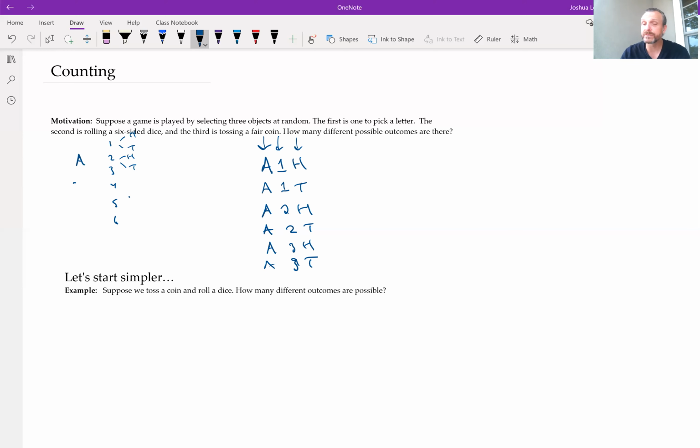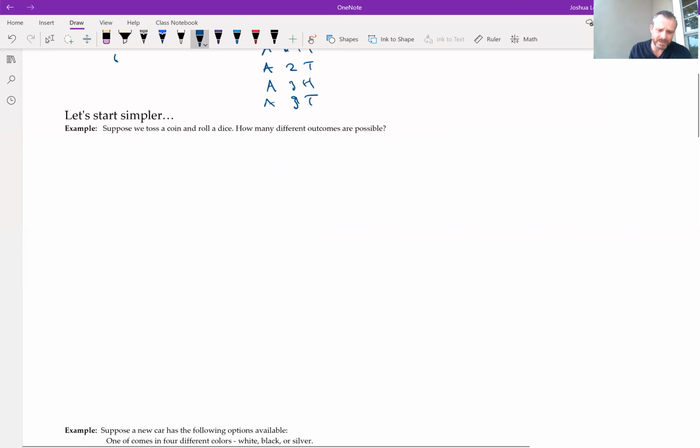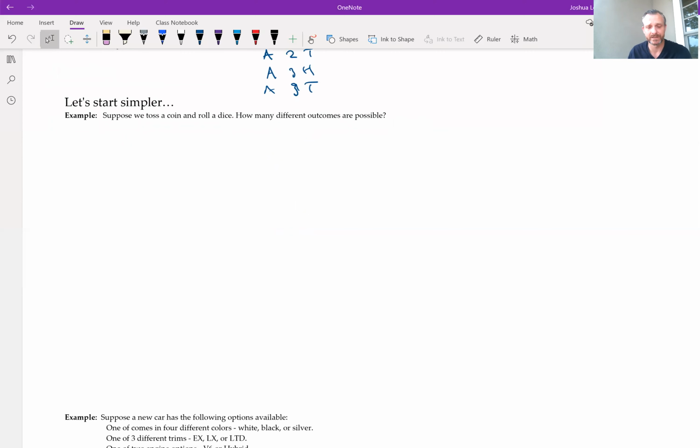So in the spirit of George Polya, let's back this up and start with something a little simpler. And by simpler, I mean just easier to count. Let's say instead of that complicated game, we're simply tossing a coin and rolling a dice. How many different outcomes are possible? Well, let's list these. So if I'm tossing a coin, I could get heads or tails, right? If I'm also rolling a dice, I could get numbers 1 through 6.